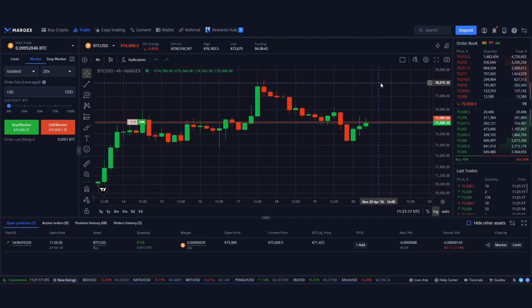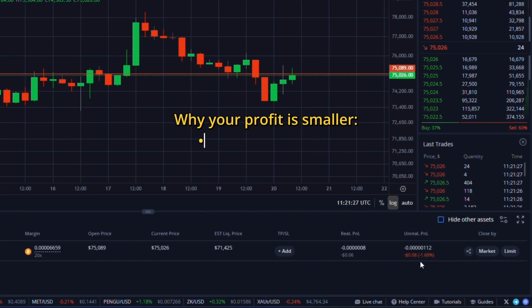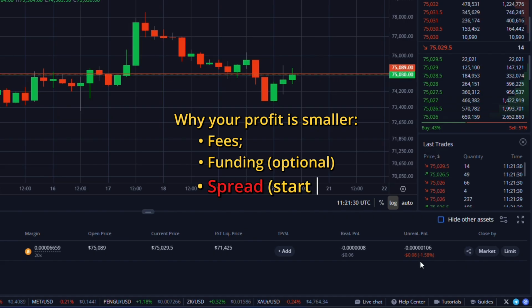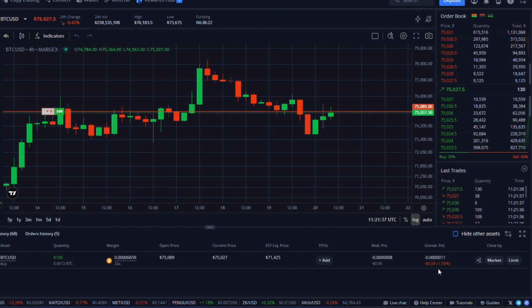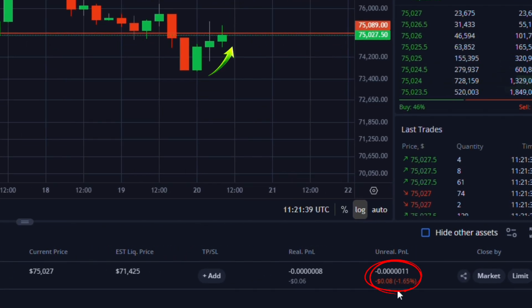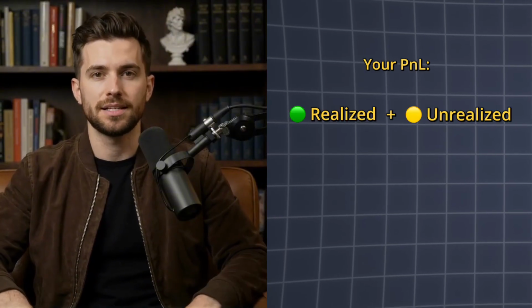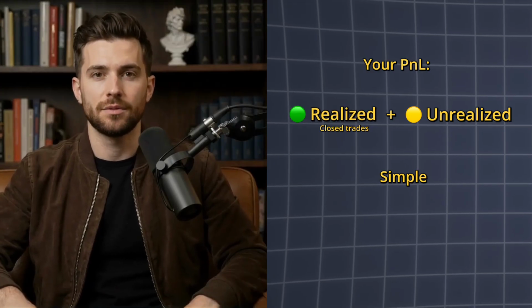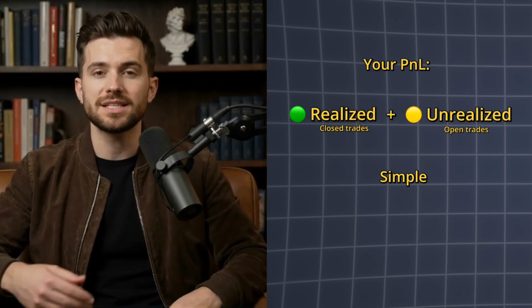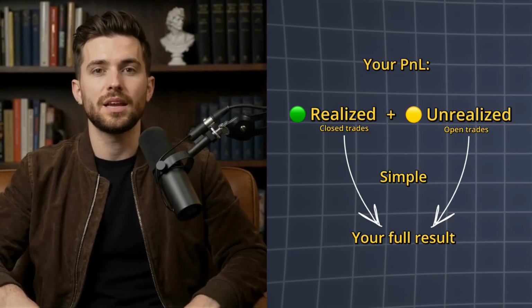Here's the problem most beginners don't see. Your PnL is not just about price movement. Your trading PnL includes trading fees, funding rate, and the spread between bid and ask. This is true for crypto trading PnL, forex trading PnL, and intraday trading, every single market. That's why you can be up on price and still down on PnL. Your total PnL is a combination of two things: realized PnL plus unrealized PnL. Think of it like this: realized PnL, trades you've already closed. Unrealized PnL, trades still open. Together, that's your full PnL picture.